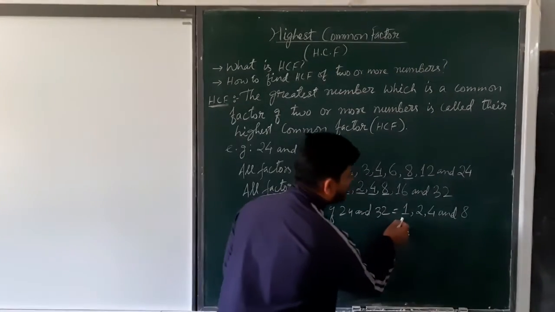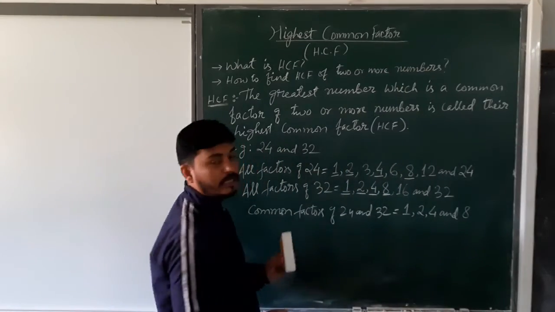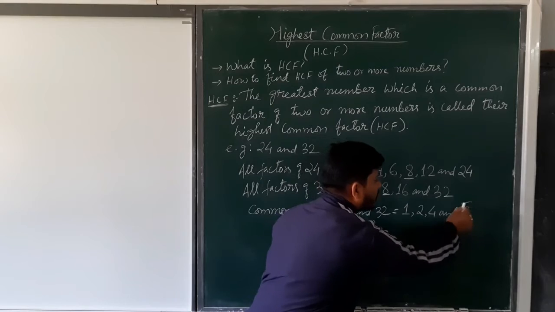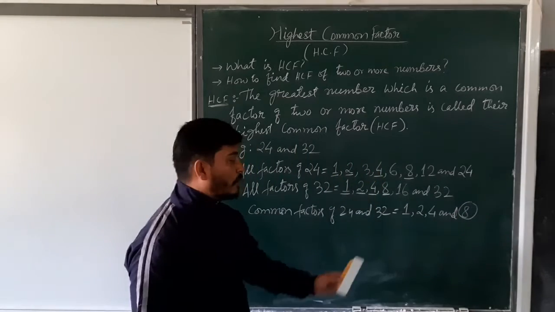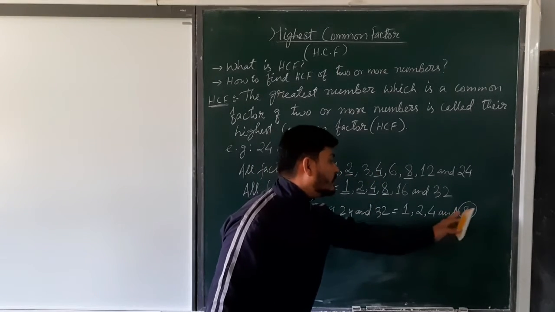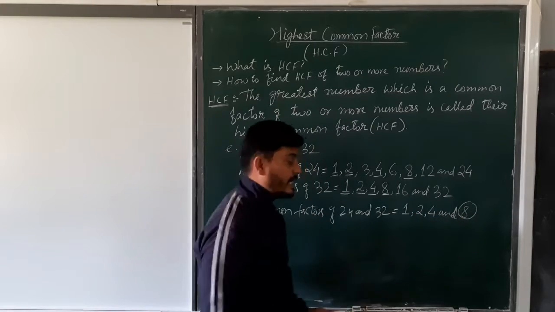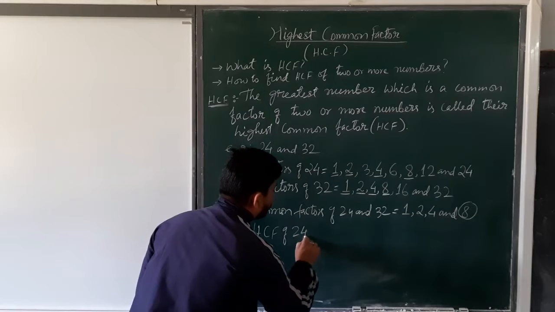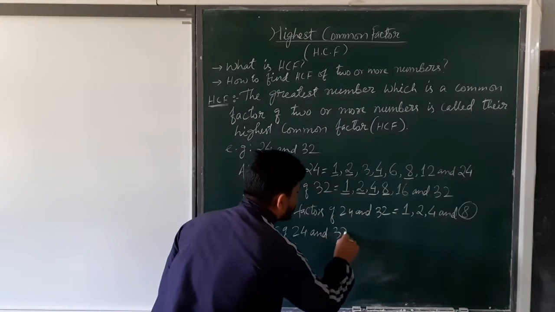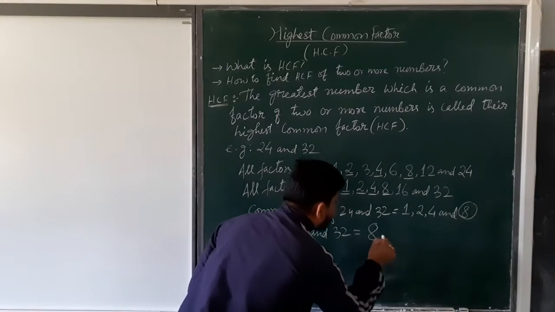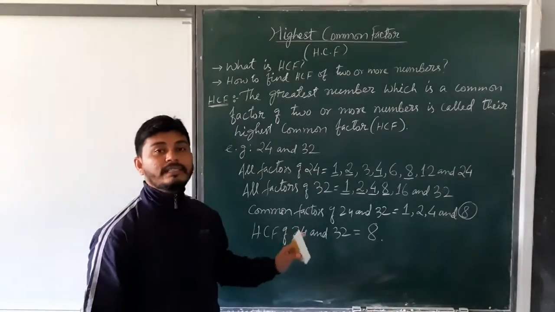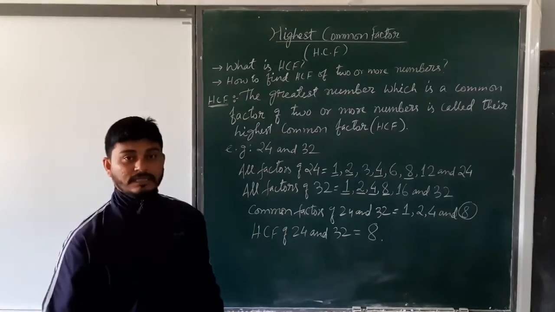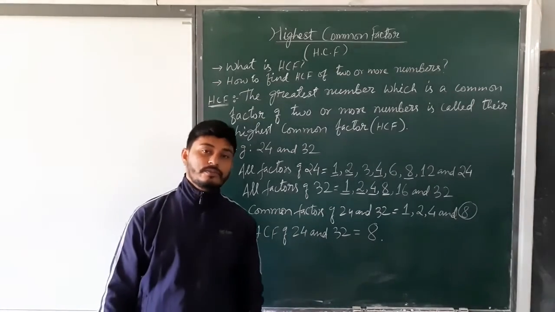Now, among all these common factors, which one is the highest? As we can clearly see, the common factor 8 is the highest among these 4, 1, 2, 4 and 8. So the HCF of 24 and 32 will be 8. This is the basic concept of HCF in a simple way. I hope it is clear to all of you.